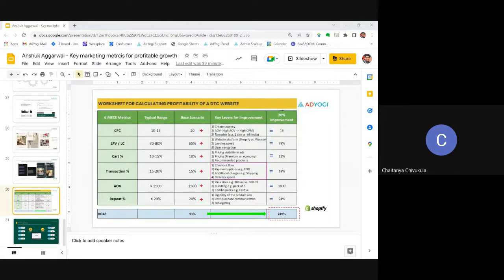So how do we increase the conversion rate? One, can Adyogi help in North American markets, because there is a higher conversion rate when it comes to TikTok versus Instagram in the US market as well? So can you help us?